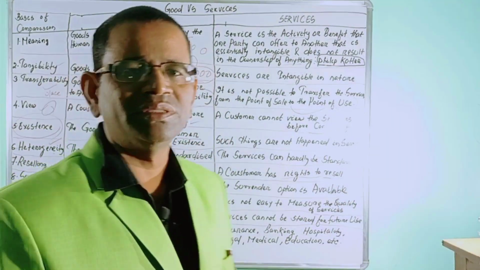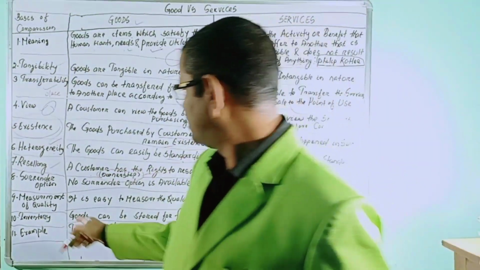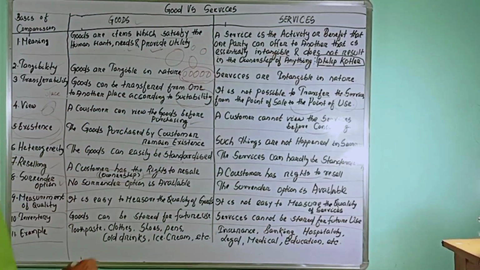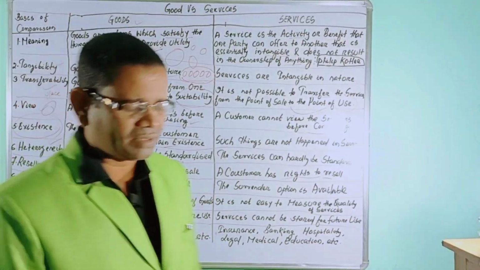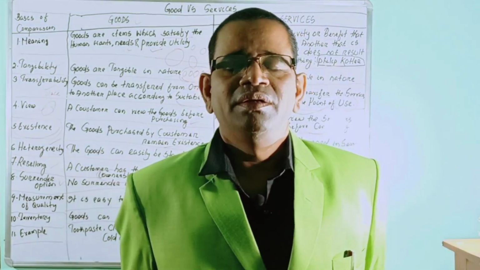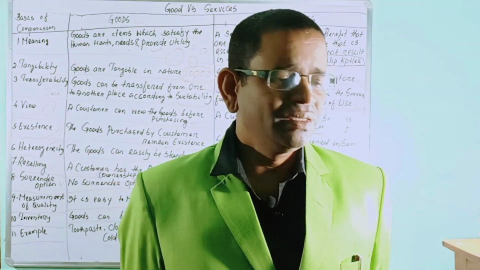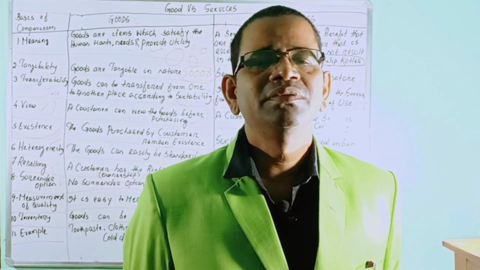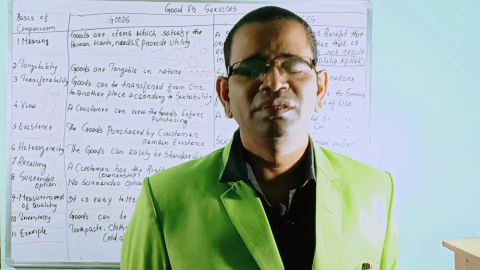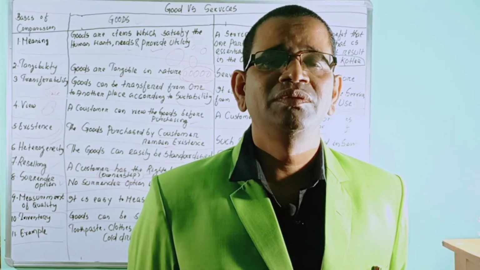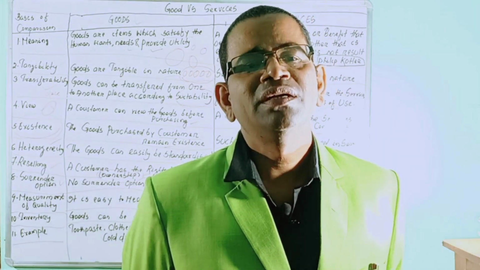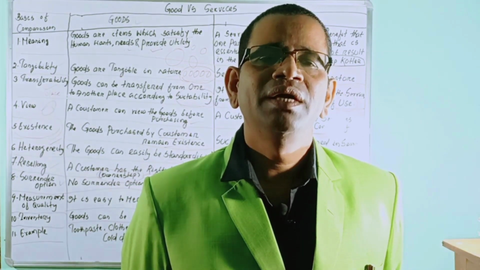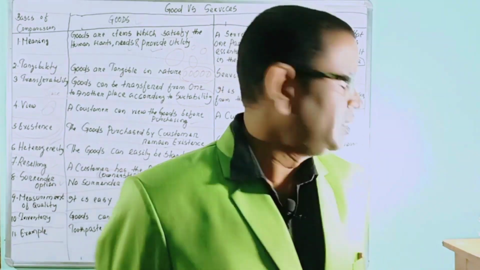And in this situation, the next option is the surrender option. Let's take an example. Suppose you are using an Airtel or Jio SIM, and suppose you will not use it. In this situation, you have to surrender it to Airtel or Jio. And that is the option.